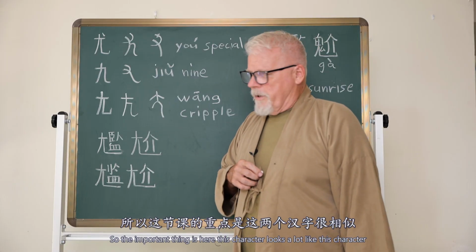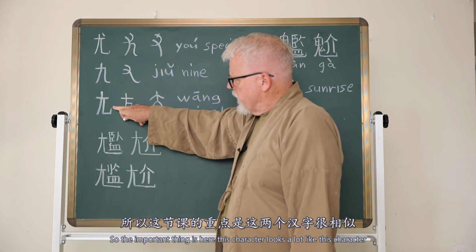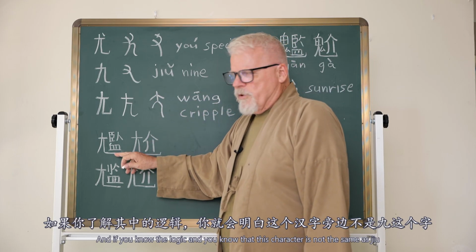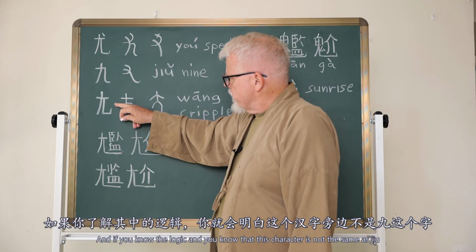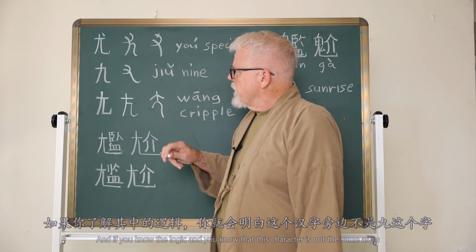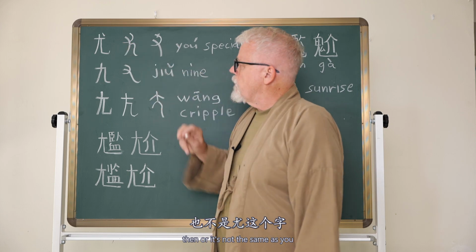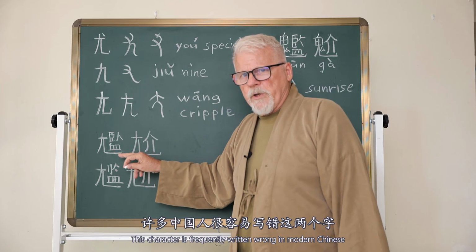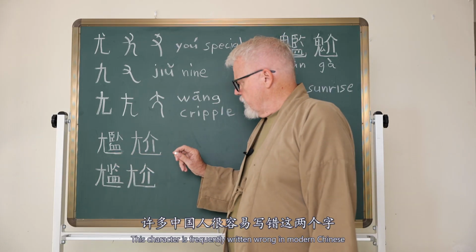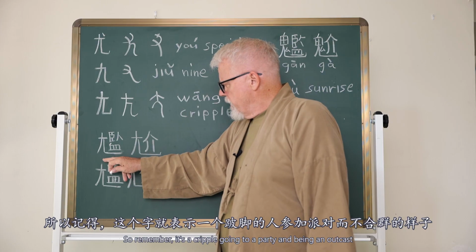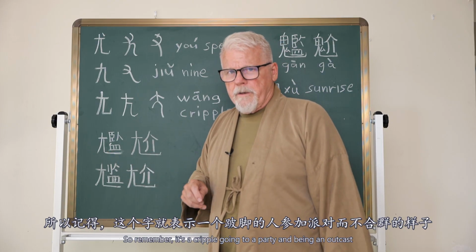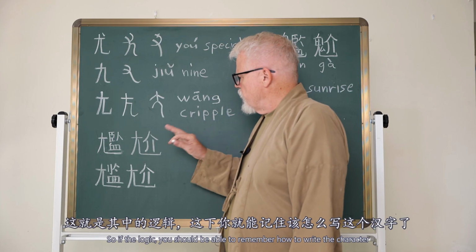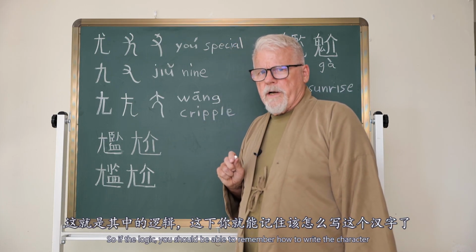So the important thing is here, this character looks a lot like this character, but it's not the same character. And if you know the logic and you know that this character is not the same as Jiu, or it's not the same as Yo, then you can more easily remember this character. This character is frequently written wrong in modern Chinese. So remember, it's a cripple going to a party and being an outcast. So if you know the logic, you should be able to remember how to write the character.